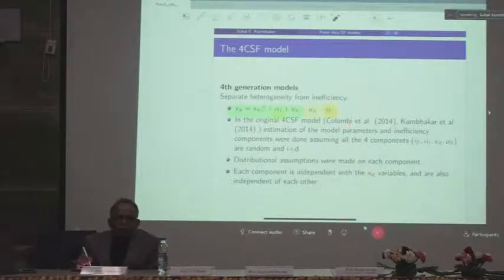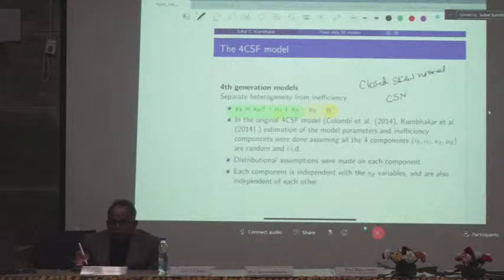A statistician from Italy came up with a distribution of all four components combined. And again, this is the same name they use. So this is what this distribution is, the closed skew-normal, or in short, the CSN. It is the distribution of alpha_i plus v_it minus u_it minus eta_i.